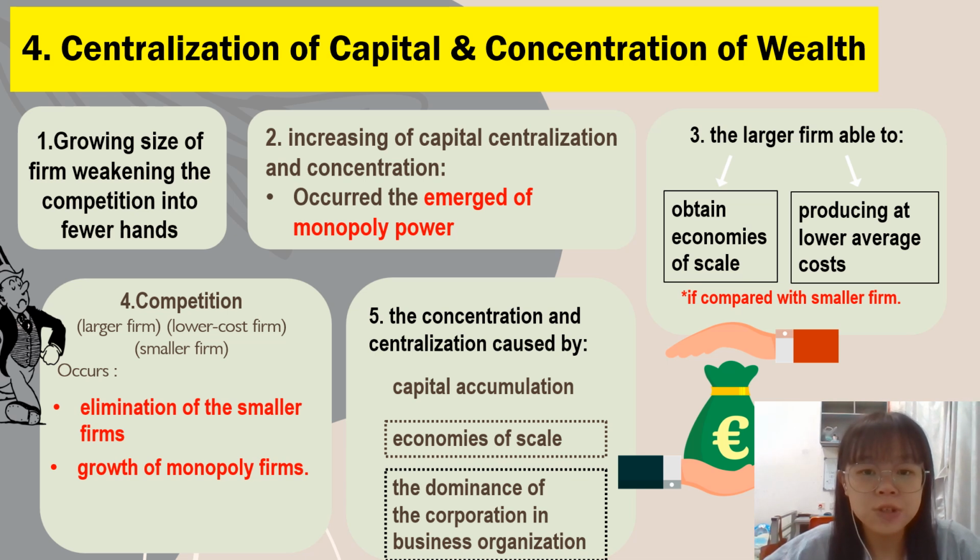Third, the larger firms are able to obtain economies of scale and produce at lower average cost compared with the smaller firms. Fourth, when competition is between a larger, lower-cost firm and a smaller firm, it will cause the elimination of the smaller firm and the growth of the monopoly firm. And the last is that the concentration and centralization are caused by capital accumulation, economies of scale, and the dominance of corporations in business organization.